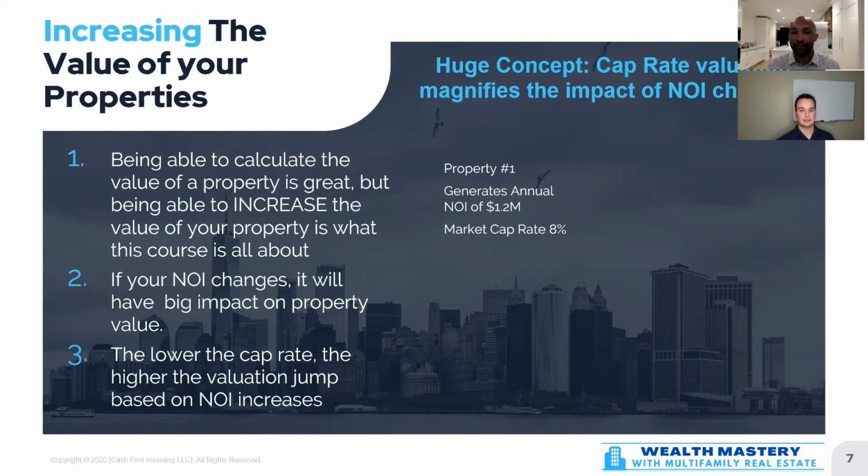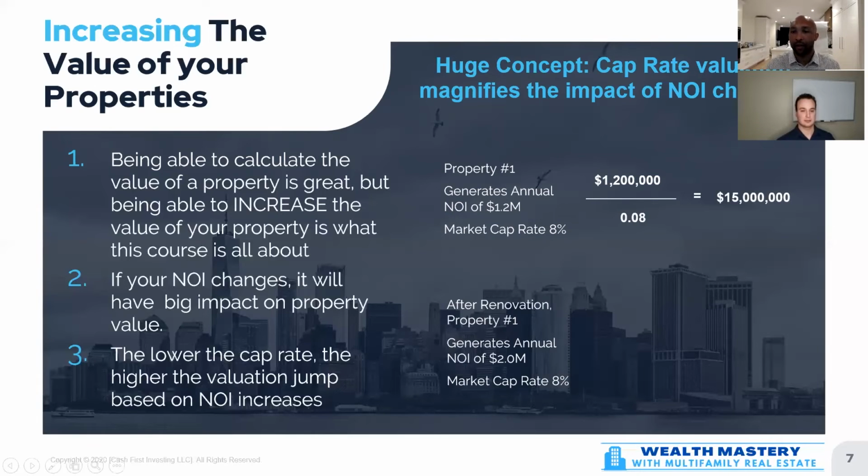We got property number 1. It generates an NOI of $1.2 million. We have the market cap rate of 8%. So the $1.2 million divided by 8% is $15 million, right? Then we have property number 2. It generates an annual NOI of $2 million. That has a cap rate of 8%. $2 million divided by 0.08 is $25 million. So you can see here where you increase that NOI, same cap rate, you just created $10 million in value.